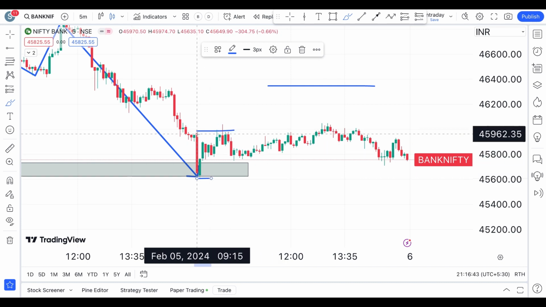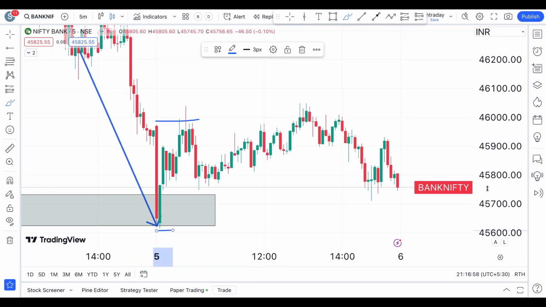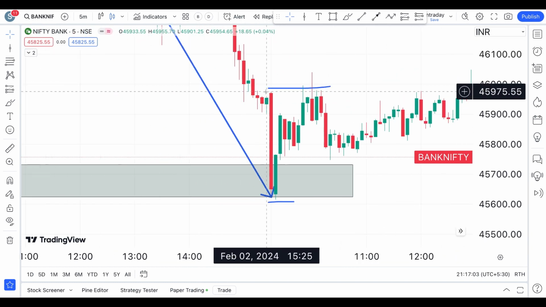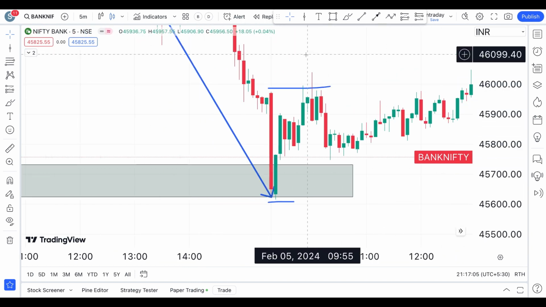As you can see here, the candle high is around 45,974 and the low is around 45,635. That's almost 300 and change points of a range in the first candle itself. We're talking about this candle, this biggest red candle that we are seeing on the screen right now.